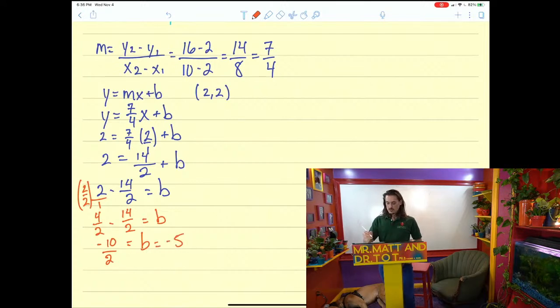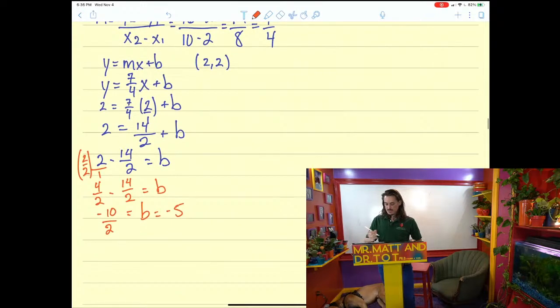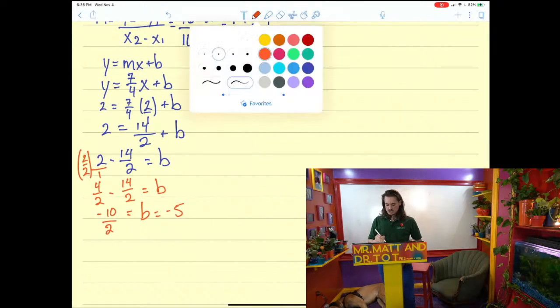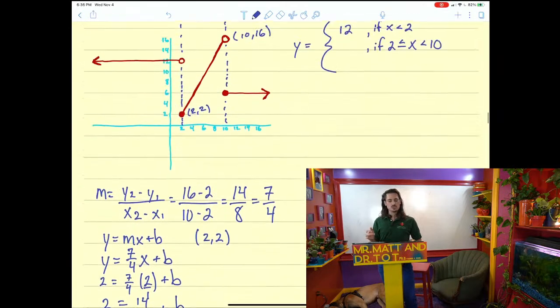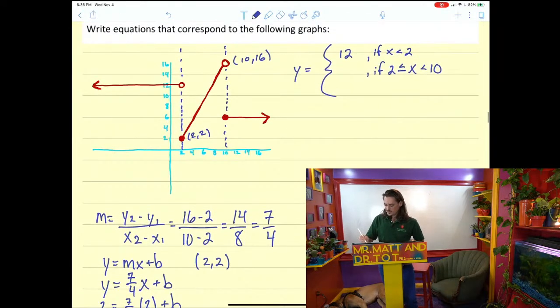So the long and short of that is that your function here, if b is equal to -5 and m is equal to 7/4, then y is equal to 7/4 x minus 5. And that is your function in between +2 and +10. So that was a difficult one, but that would be 7/4 x minus 5 if x is greater than or equal to 2 and less than 10.